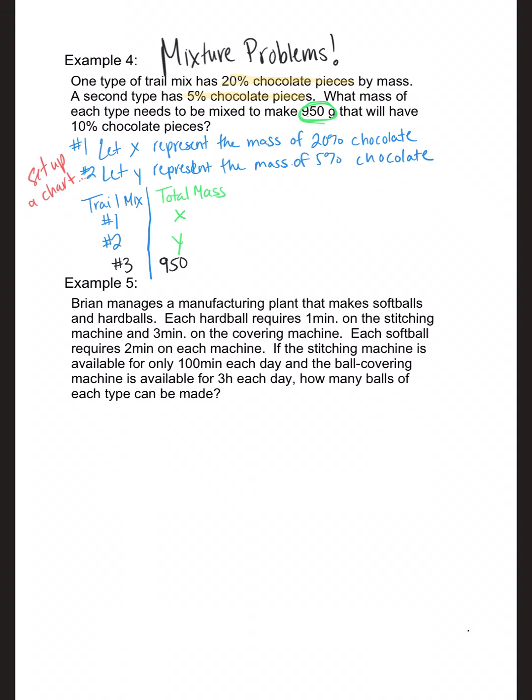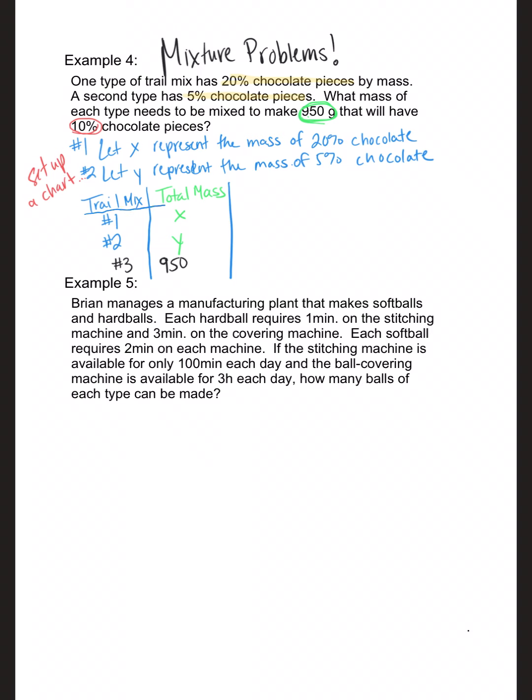All right, it says it's going to be 950 grams, and then it says it will have 10% chocolate pieces. I'm looking back up in our equation. So this is going to be our second equation we're kind of working with. One's going to help us figure out how much do we need to make 950 grams, but the second component of it is that 950 grams needs to be made up of 10% chocolate.